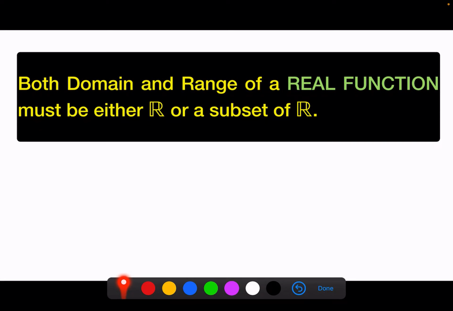There we mostly deal with real numbers. So in a way we can say that most of our functions there are real functions. Okay, so the domain is either the real number set or a subset of real numbers. The range is again the same thing. So those are the definitions.